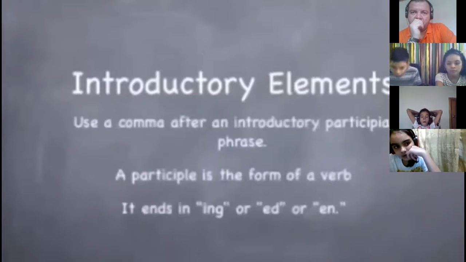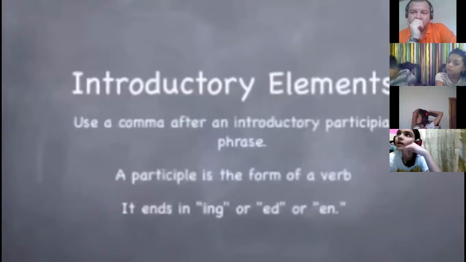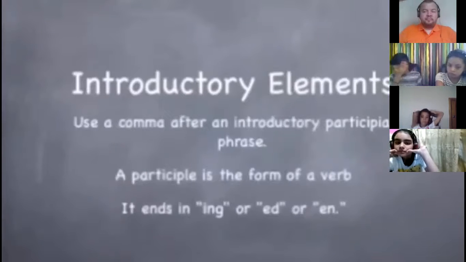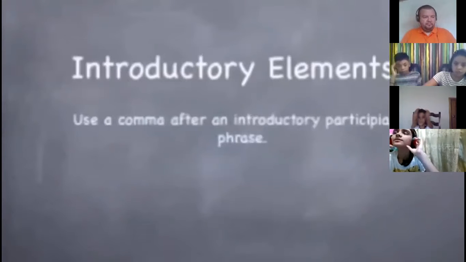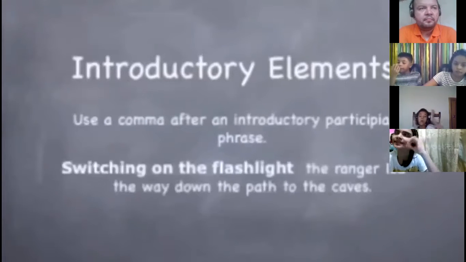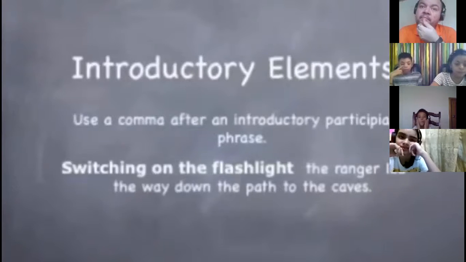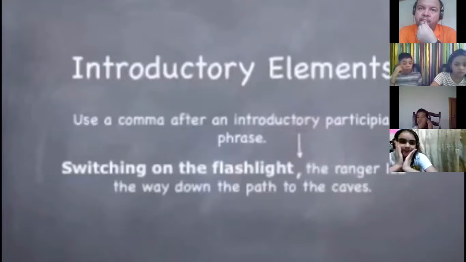We use a comma after introductory participle phrases. So, for example, a participle is a form of a verb that ends in -ing, -ed, or -en. So either -ing, the past tense, or -en. Let me show you what I mean. You use a comma after an introductory participle phrase. "Switching on the flashlight, the ranger led the way down the path to the caves." Right, the participle phrase is "switching on the flashlight."